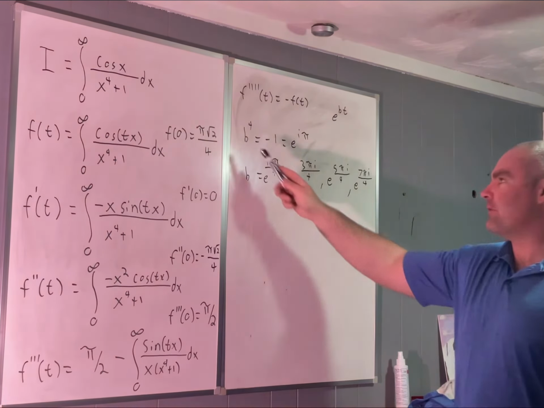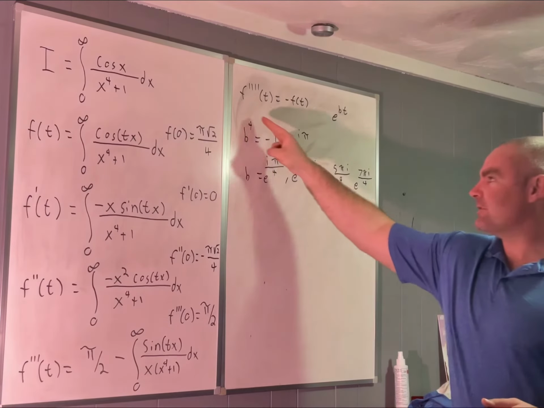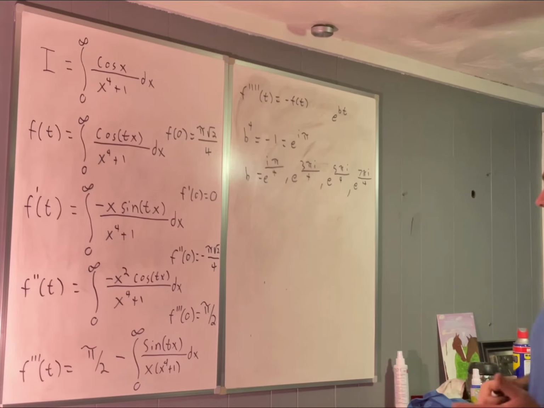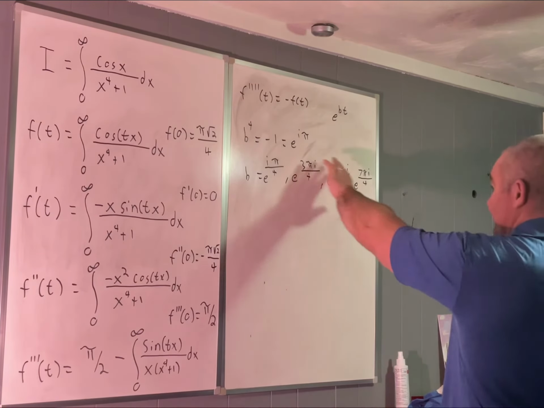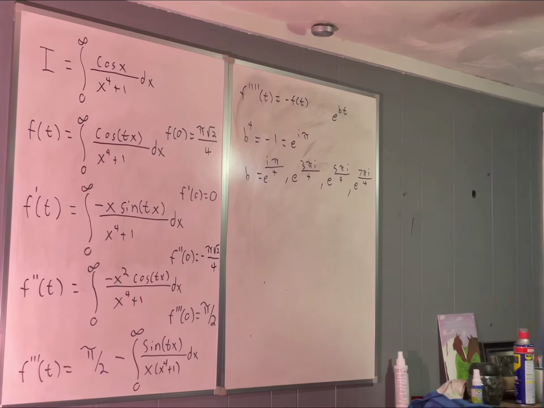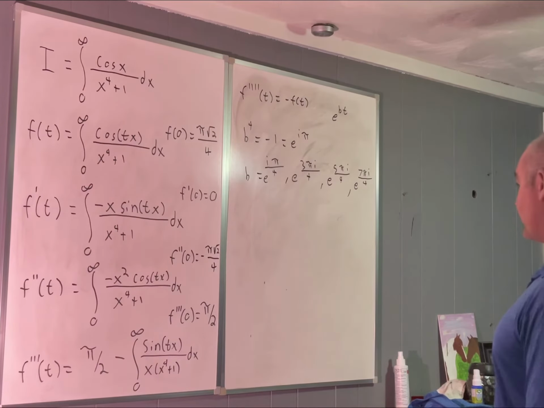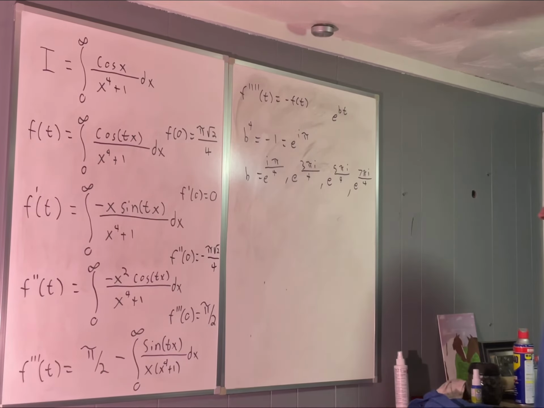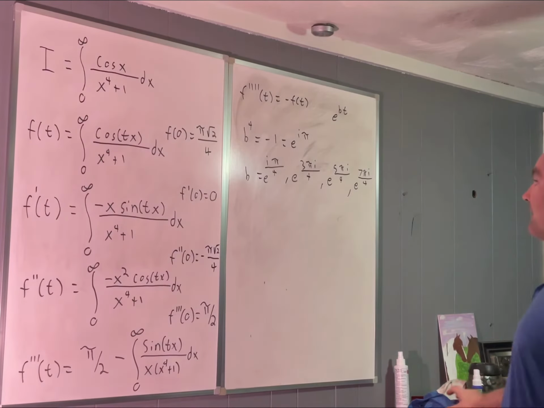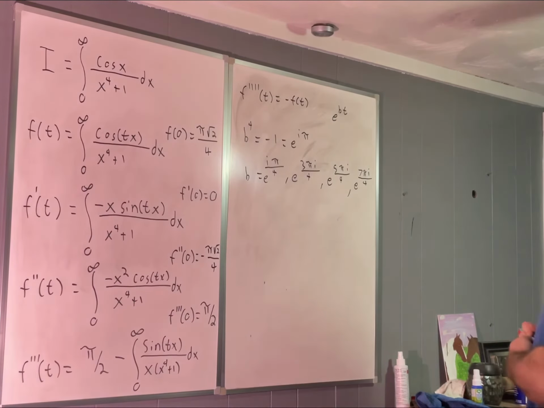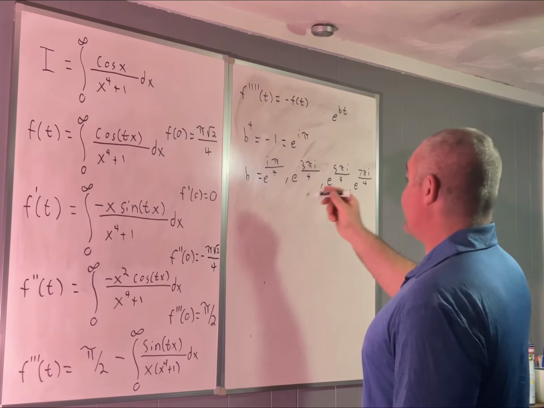From the fundamental theorem of algebra, we know that there have to be 4 distinct roots, and these are them. We have e to the i pi over 4, e to the 3 i pi over 4, e to the 5 i pi over 4, and e to the 7 i pi over 4. So our general solution to this differential equation is this.